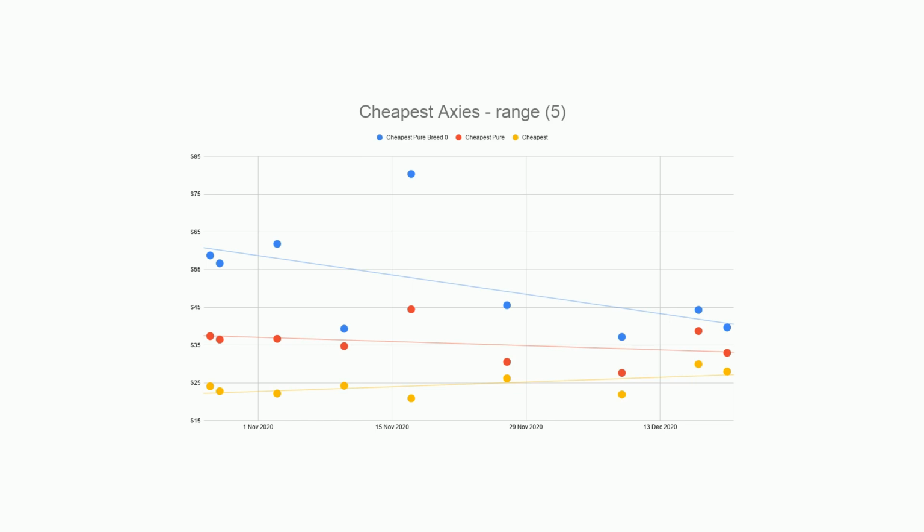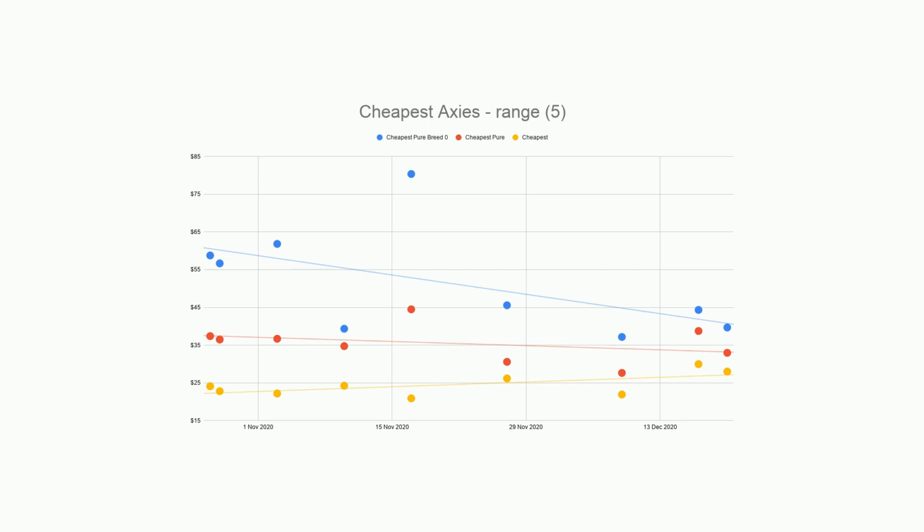As I say, I've not got that much data, so if any of these dots move around, the trend line could be different. But as we go through, you can see if all the trend lines are sort of the same, then it makes sense. Now, what's interesting here is we have the price of the cheapest Axie going up slowly. We also have these ones.